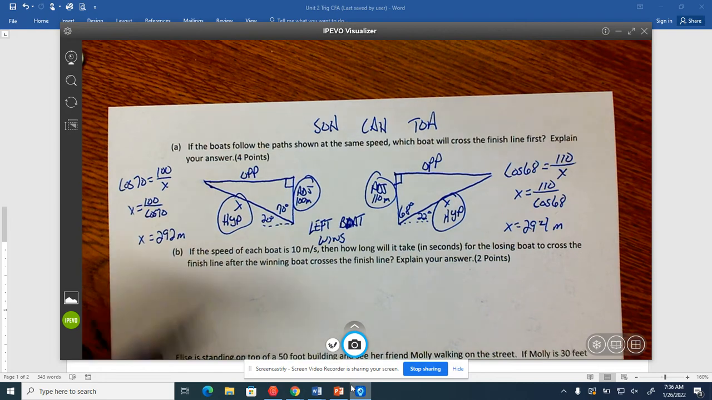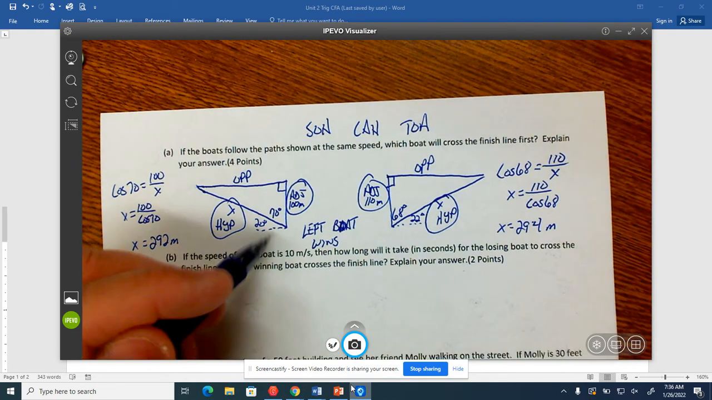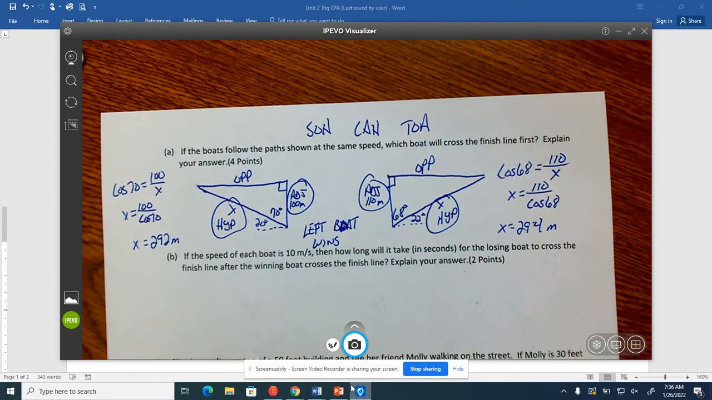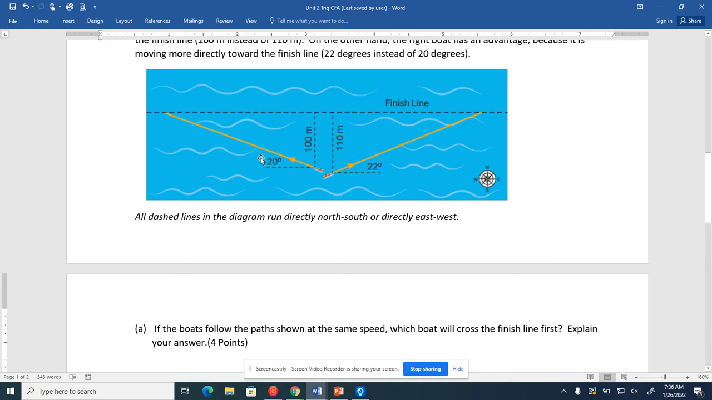But all I did was redraw the triangles. And you can't just stick 20 in here because it's not 20. Look, 20 is on the outside. That's this angle. I need this angle. 22 is on the outside. I needed this angle. And again, we're not looking for this. We're looking for this path that they're on.